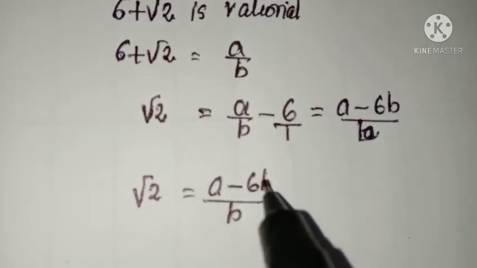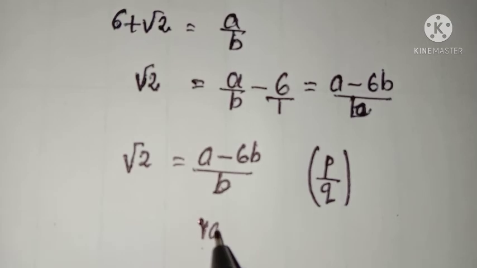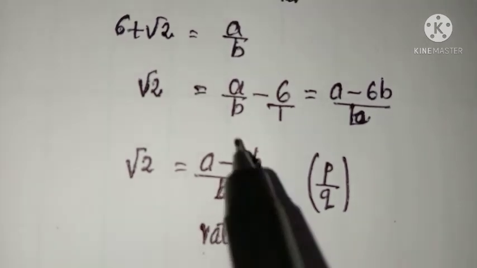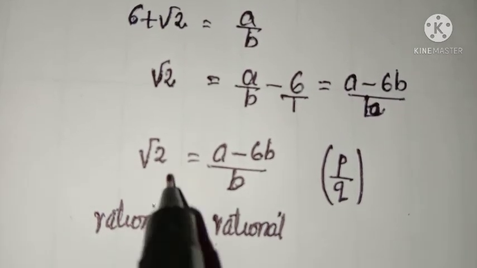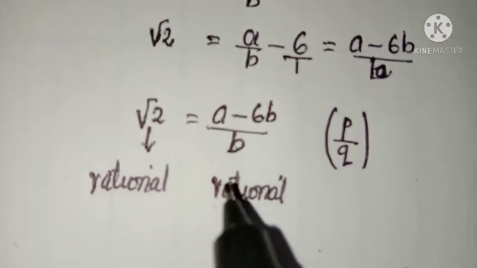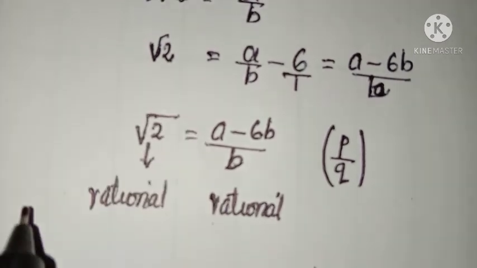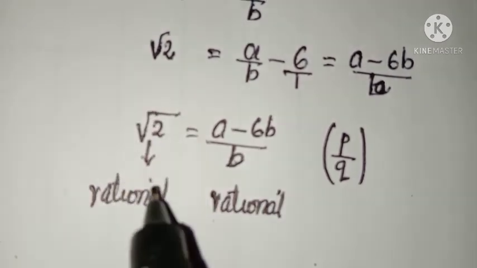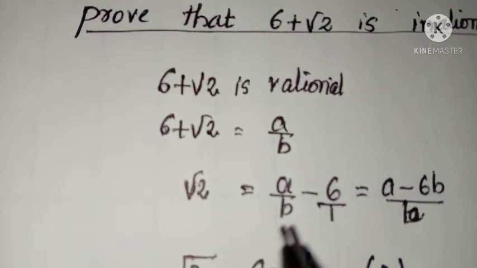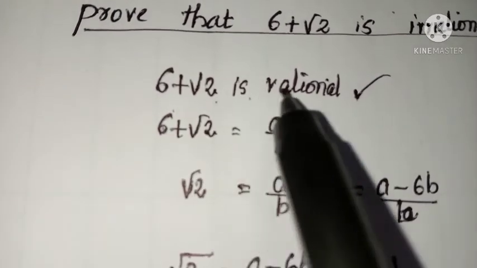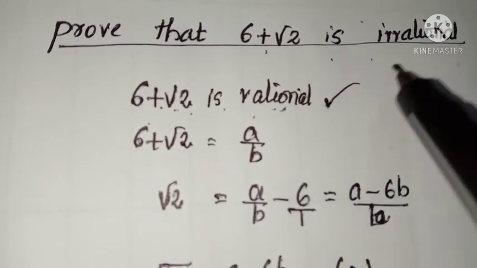Here (a minus 6b) by b is of the form p by q, and therefore this is rational. If the right side is rational, then the left side is also rational, but we know root 2 is irrational. See, there is an example in your textbook on how to prove root 2 is irrational. So one side is rational, another side is irrational. That is a contradiction. Our assumption is wrong, and therefore 6 plus root 2 is irrational.